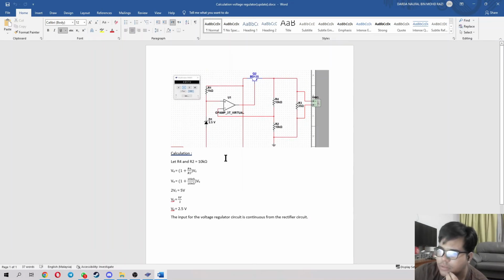So the assignment said that I have to get the output at 5 volt. So I have almost the same value, that is 4.917 volt.